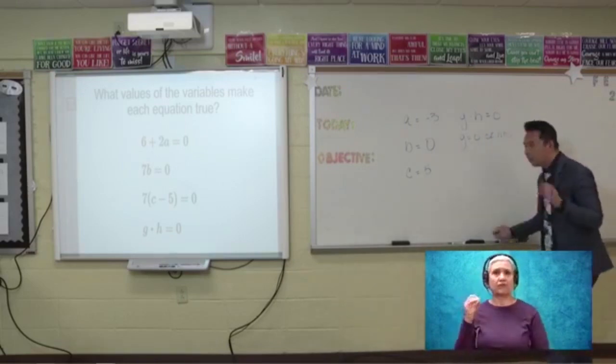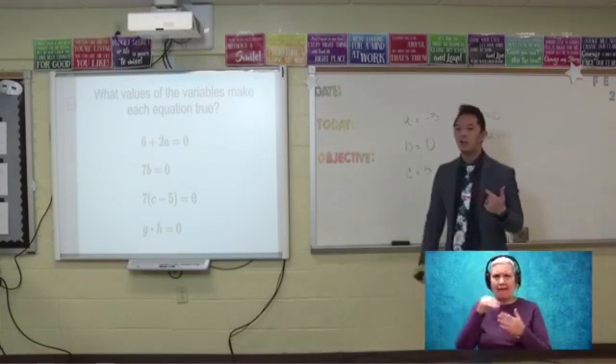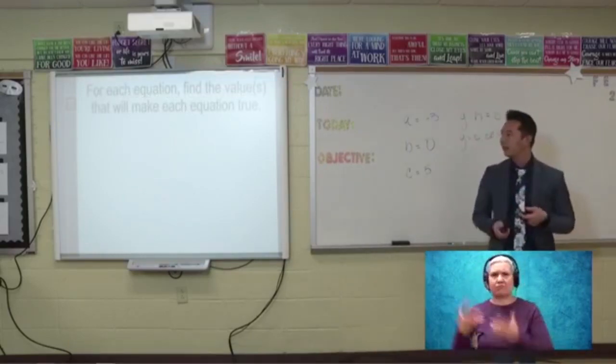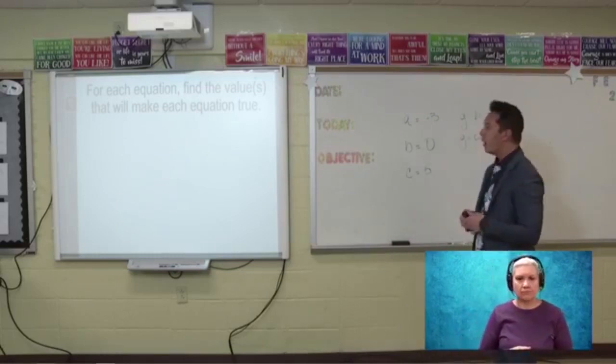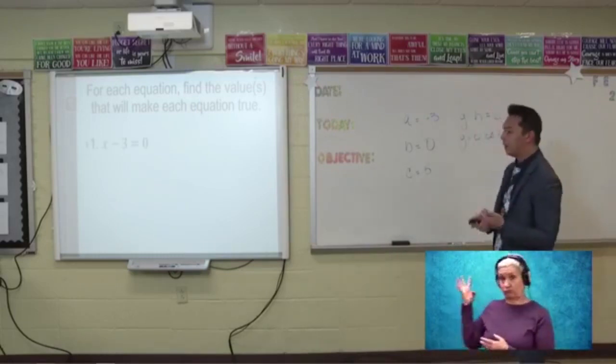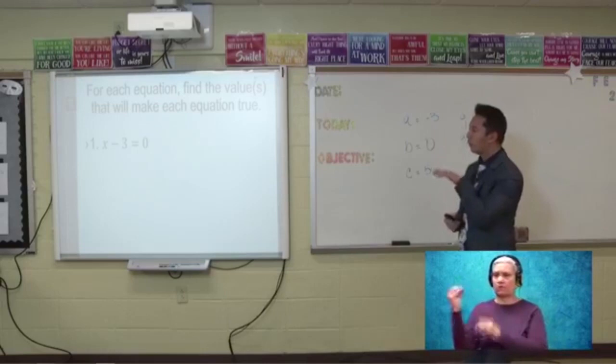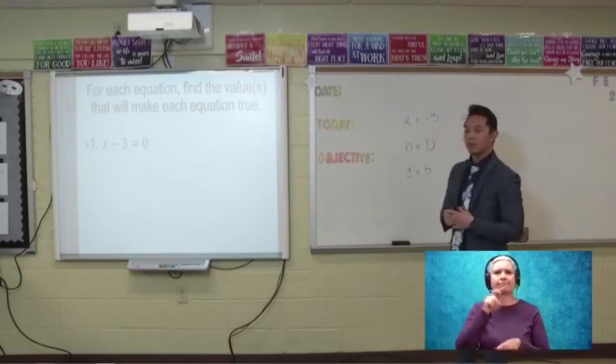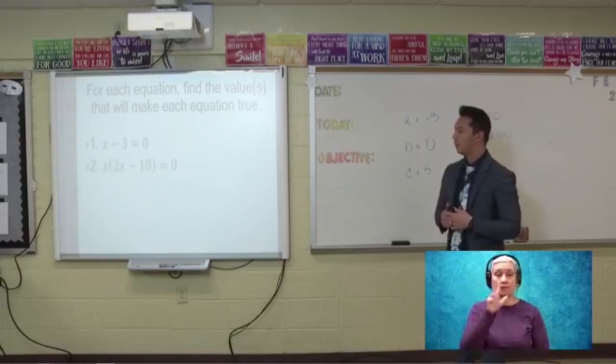And these are just some ideas that I want you thinking about as we continue to make sense of why the need for factoring quadratics in the first place. So taking a look at these four equations coming up. x minus 3 is equal to 0. And in order for this equation to be true, the value of x must also be equal to 3. 3 minus 3 gives us 0.